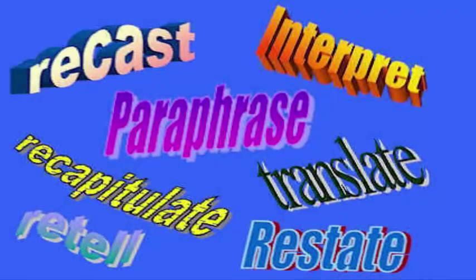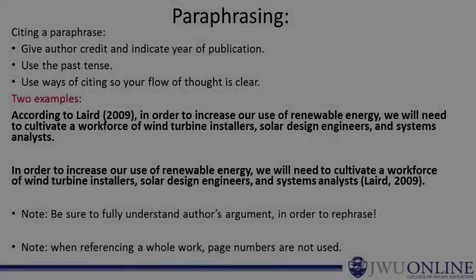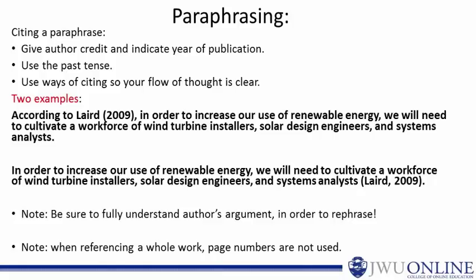Next, we're going to look closely at citing your sources when you've paraphrased them. Remember, when you paraphrase, you rephrase the ideas of the original source in your own words. You want to be sure to use as few words from the original as possible, while remaining faithful to its argument. Follow these steps for citing a paraphrase. Number 1, give the author credit and indicate the year of publication. Number 2, use the past tense when referring to a source. And number 3, use ways of citing so that your flow of thought is clear and the citations do not interfere with what you are saying.